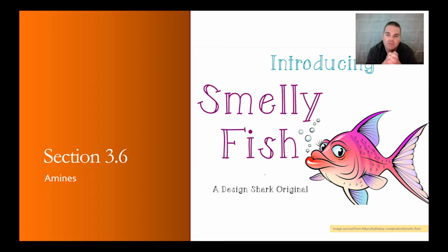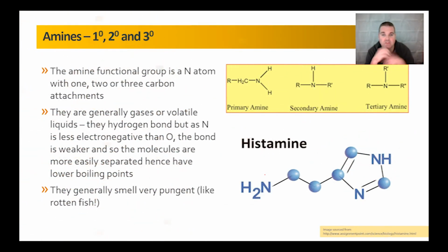But the reason I put a smelly fish on there is because that's one of the characteristic things about amines, is that they have an unpleasant odor which smells a little bit like rotting fish. Okay, so score for amines.